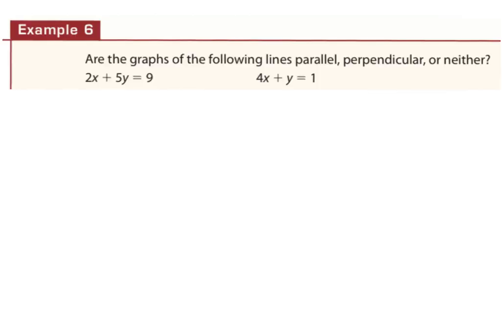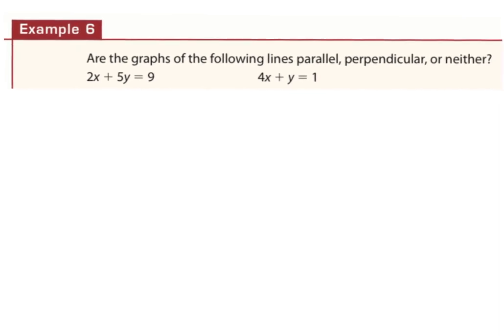So you can take any two lines, and if you find the slope, you can figure out, are they parallel? That means the slopes will be the same. Are they perpendicular or neither? They just intersect some other way besides 90 degrees. And all you have to do is you just find the slope.